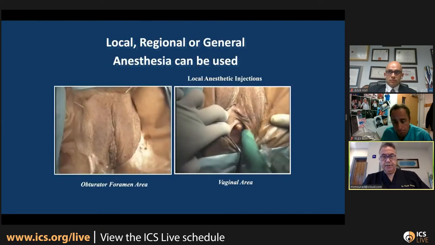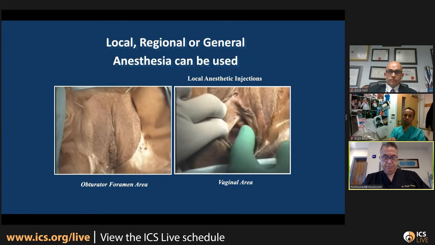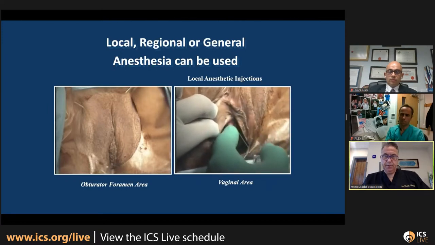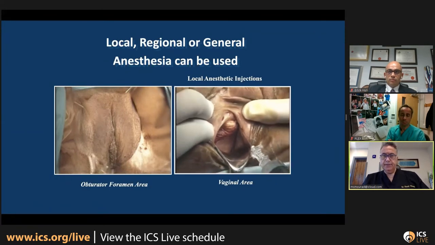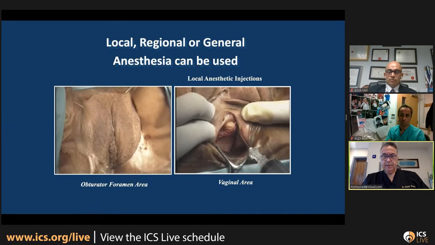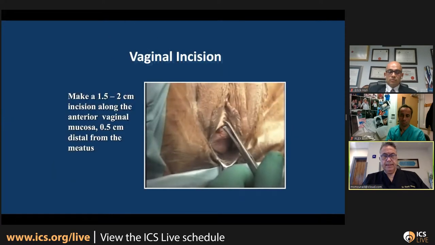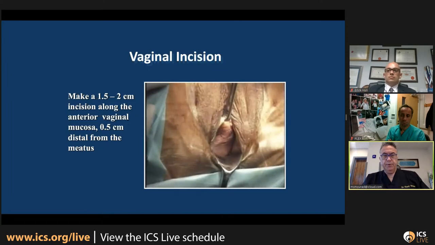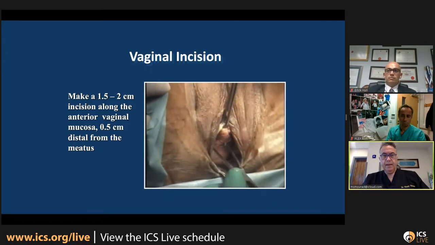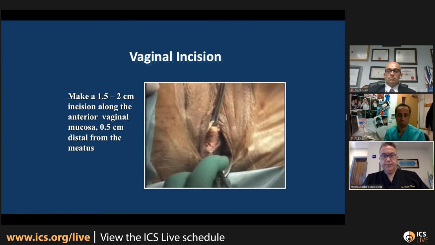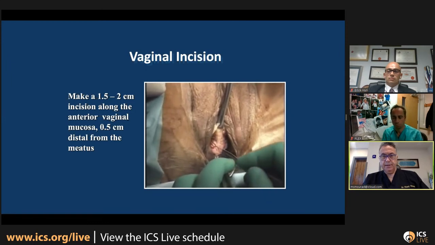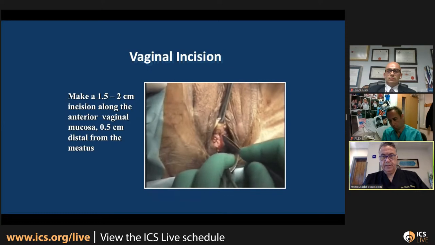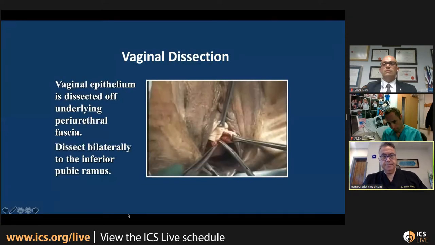These are some demonstrations of the procedure. You can use general, spinal or local anesthesia. And this video is showing the local anesthetic injections. And then you need to make a 1.2 to 2 centimeter incision along the anterior vaginal wall mucosa, half a centimeter distal from the meatus. So you need to make the incision in a way that can pass your finger inside to dissect.